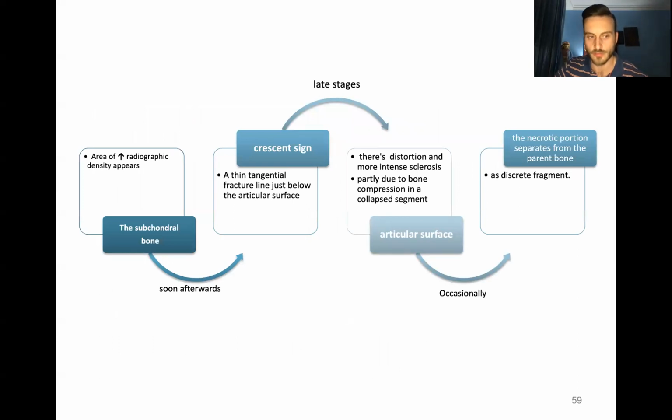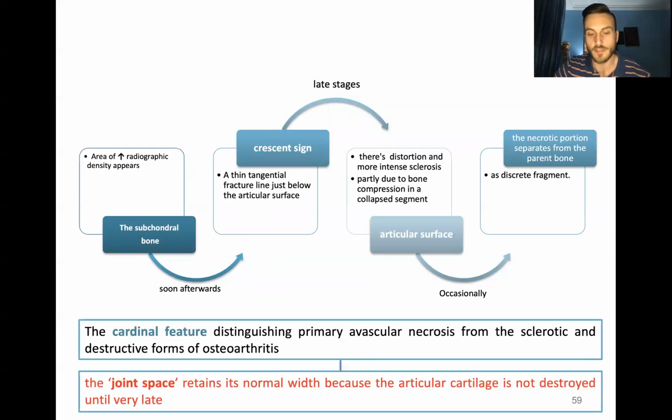So the pathophysiology: increased radiographic density appears, which is sclerosis. Then the subchondral bone will be weaker. There will be microfractures in the subchondral bone. That's why you will see something called the crescent sign, and I'll show you the X-ray now. After that, the articular surface will be normal, but when the subchondral bone is destructed and falls down, the articular surface will fall down too. It will cause a deformity and problems in the articular surface. So the cardinal feature distinguishing primary avascular necrosis from the sclerotic and destructive form of osteoarthritis is that the joint space remains normal until very late stages.